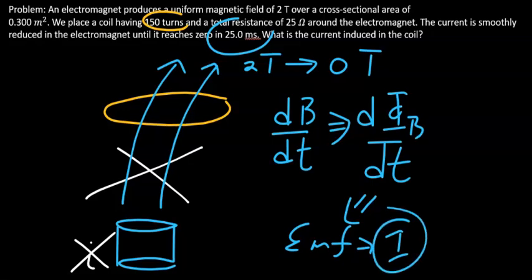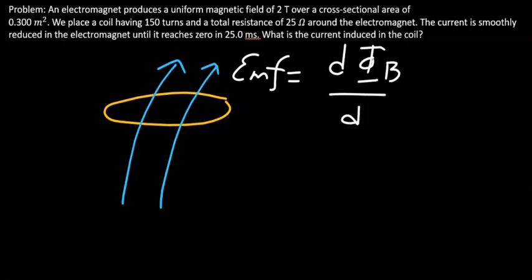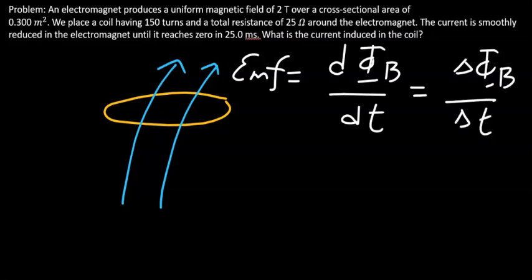That is what we want to determine, the induced current in the coil. So first, let's determine the induced EMF in that coil. We don't care about the direction of this induced EMF. Let's just determine its magnitude. Its magnitude is given by dΦ/dt, or quite simply the change in magnetic flux over the change in time, or the time interval.